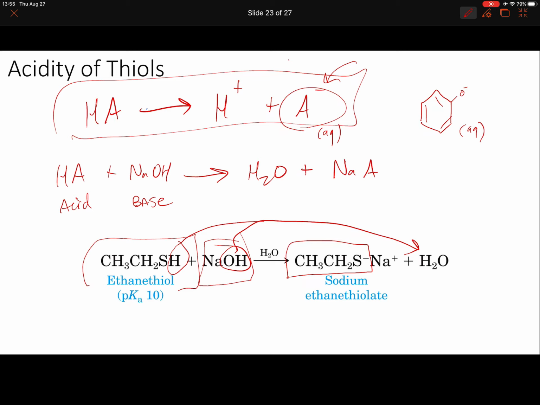Okay, and then they react with bases. So we get this as well, the water and a salt. Here's the water and here's the salt. So here's the acid and here's the base in the example.